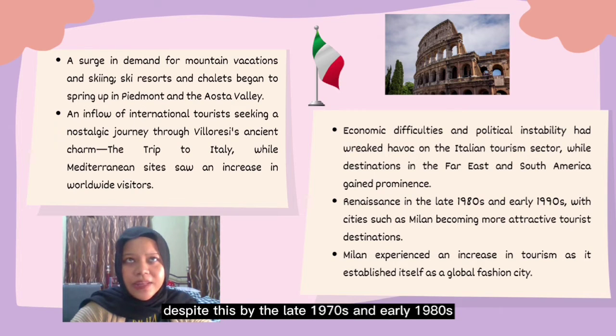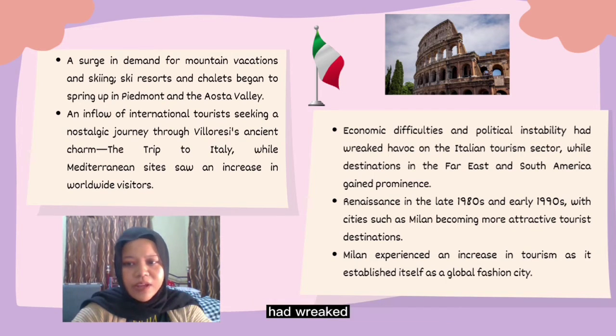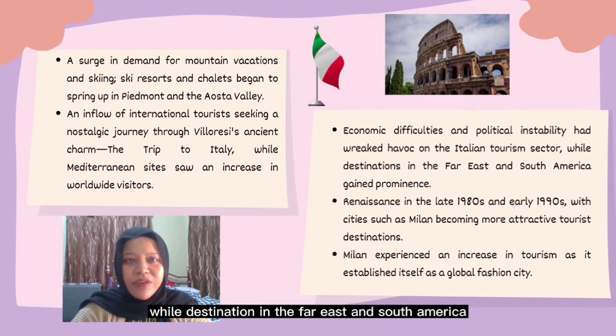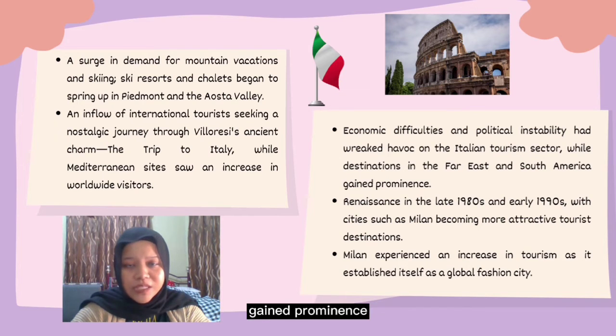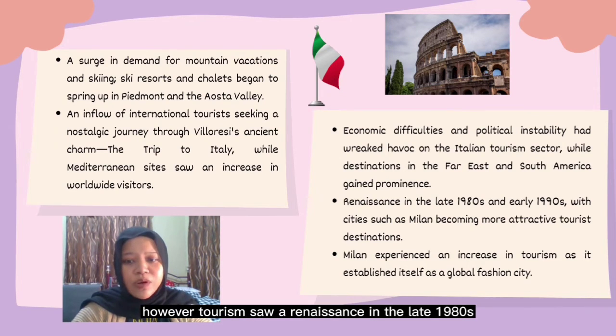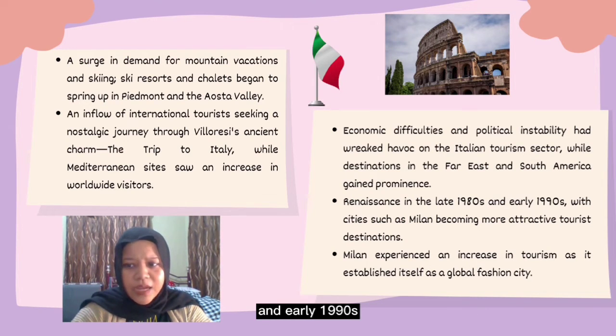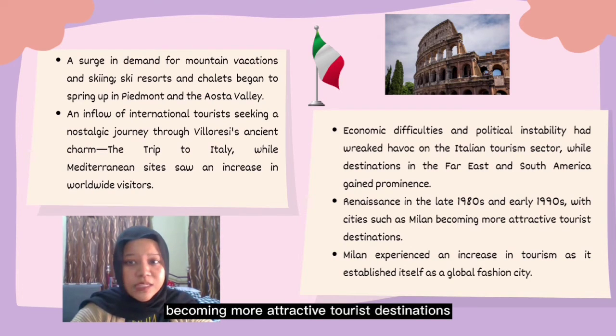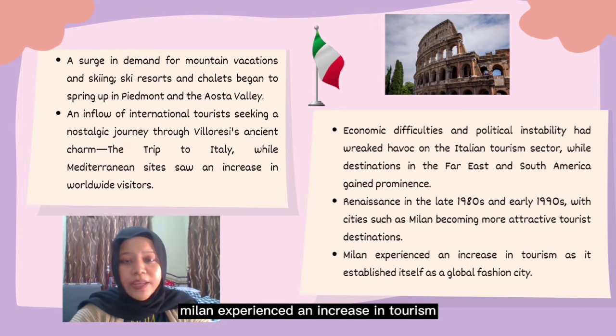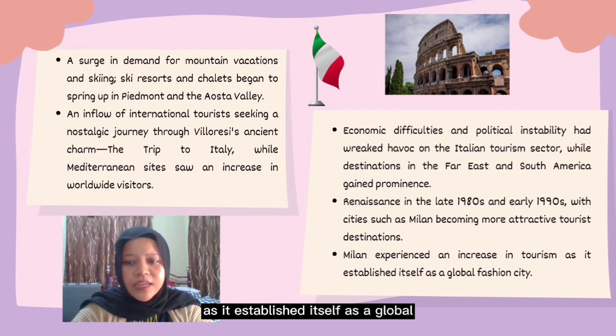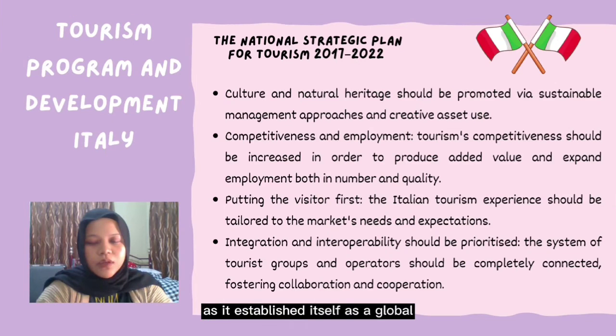Despite this, by the late 1970s and early 1980s, economic difficulties and political instability had wreaked havoc on the Italian tourism sector, while destinations in the Far East and South America gained prominence. However, tourism saw a renaissance in the late 1980s and early 1990s, with cities such as Milan becoming more attractive tourist destinations. Milan experienced an increase in tourism as it established itself as a global destination.